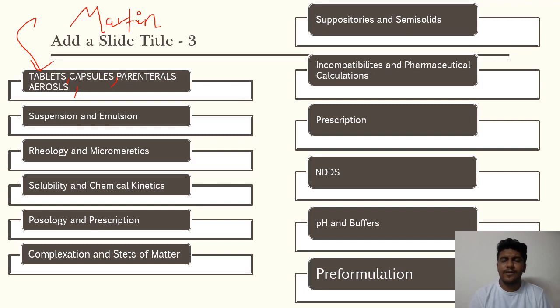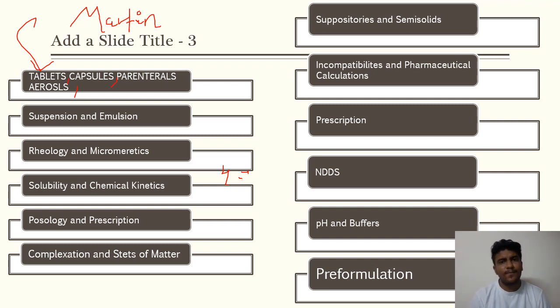Next up, you have solubility and chemical kinetics. In solubility, the methods of enhancing solubility. In chemical kinetics, the difference between first order, zero order, and pseudo zero order or second order. You need to know the differences between the half lives, the units, and the shelf lives, because first order, zero order, and second order have different units of half lives and different formulas for shelf life, so you need to know the formulas as well.